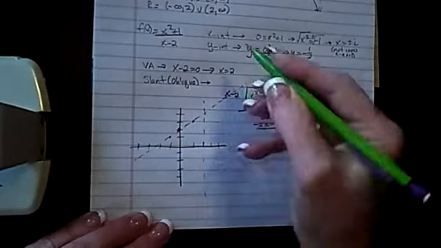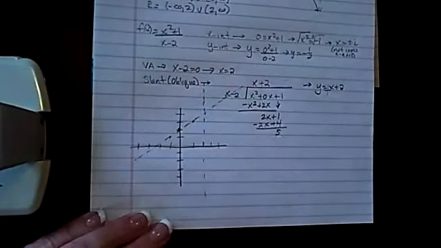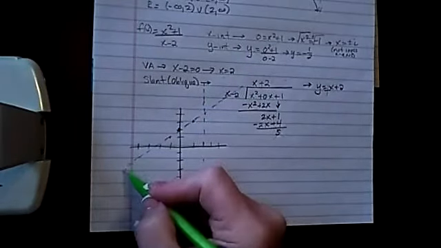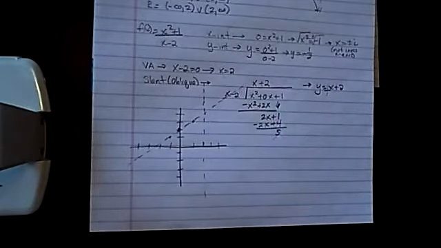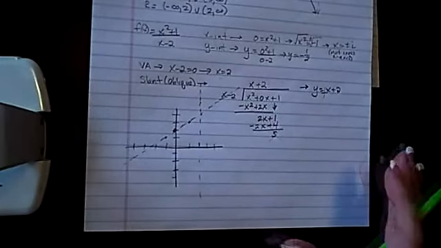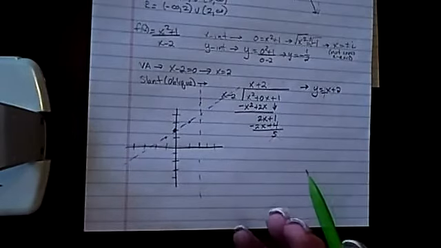All right, so that's a slant. That's all it is. You can graph a linear line, and you know how to divide, so that shouldn't be too bad for you. Okay, from there, let's figure out where our graph goes.